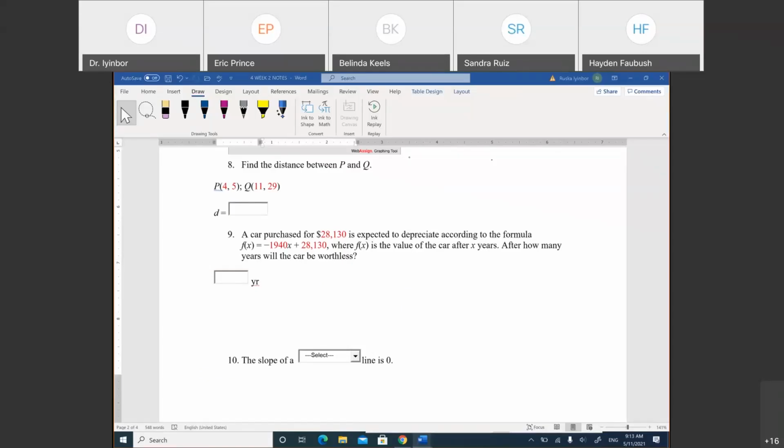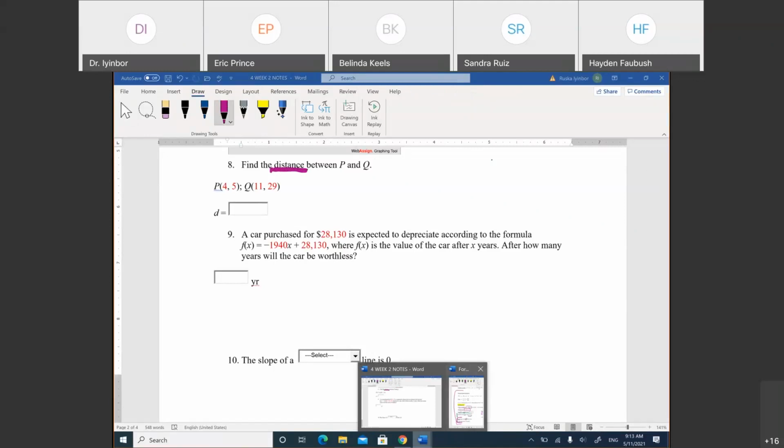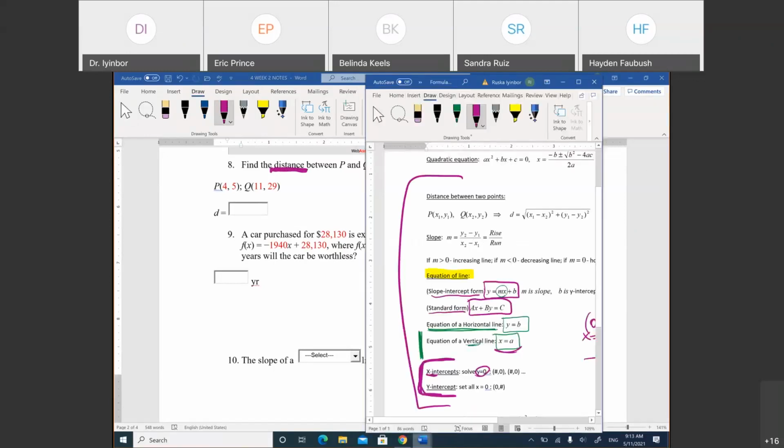Okay, so we're going to continue with slope and distance between 2 points. Number 8 is the next one. It's asking you to find the distance between 2 points. We have point P and point Q, with their coordinates given. P has coordinates (4, 5). Q has coordinates (11, 29). How are we going to find the distance? There's a formula for that. This is the distance between 2 points, with point P and point Q, and this is the formula we're going to use. You just plug the numbers in.